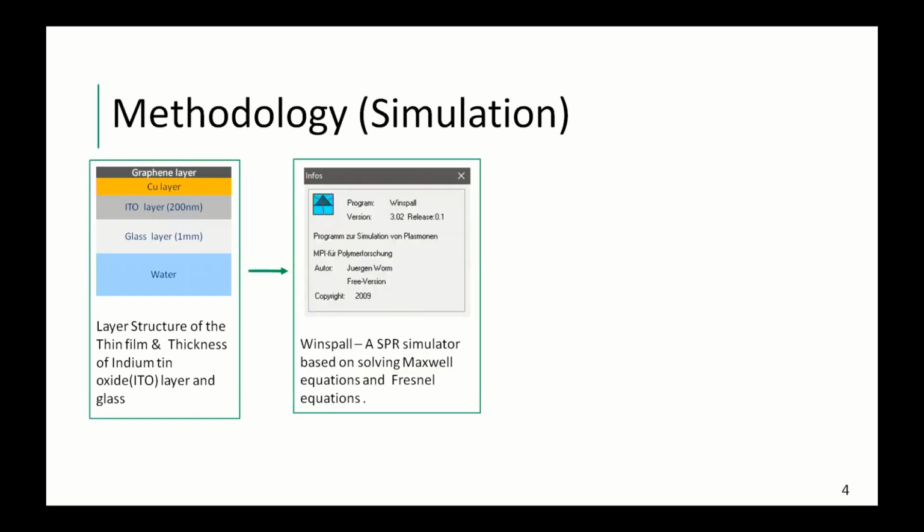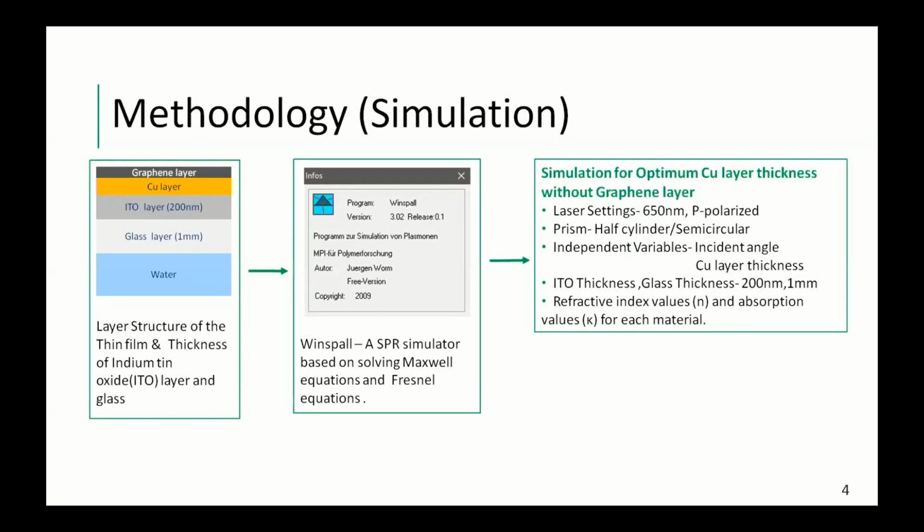As for the next step, a free version software known as WinSpal was used to generate reflective intensity versus angle graphs by solving Maxwell equations and Fresnel equations for a given SPR event. As for the third step, in order to determine the optimum copper layer thickness without the graphene layer, all the initial conditions were specified as follows.